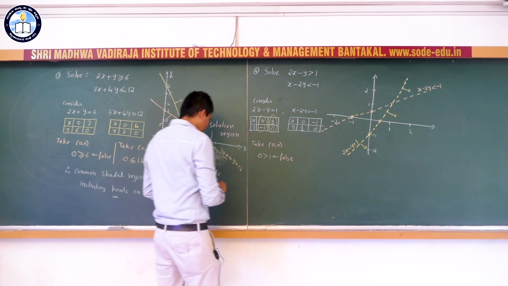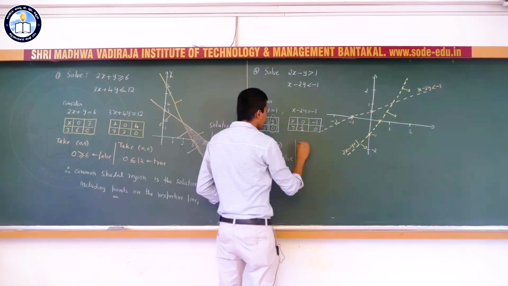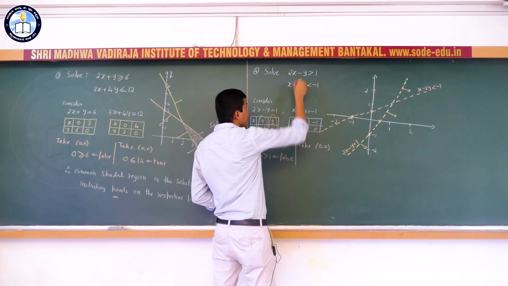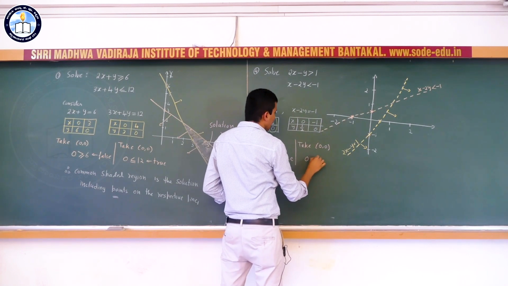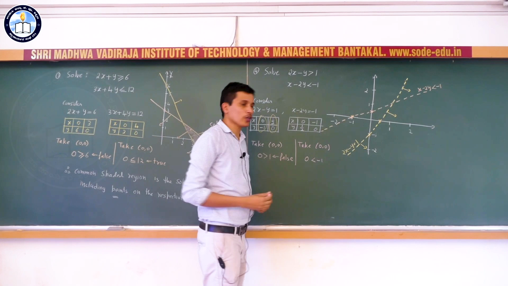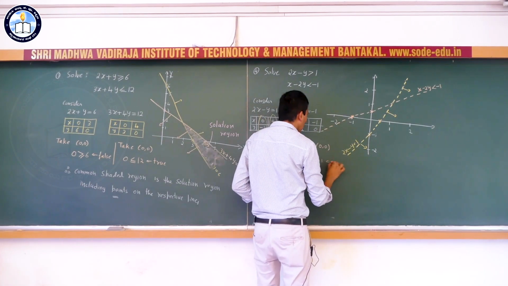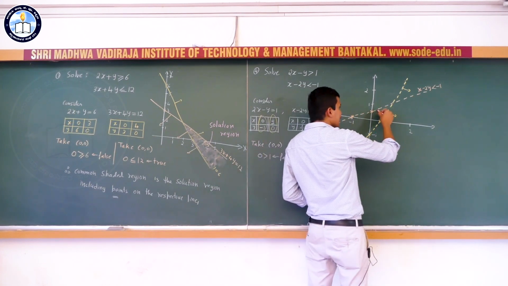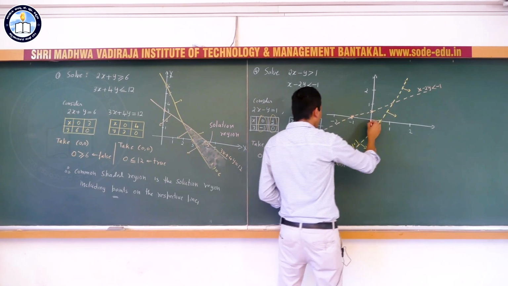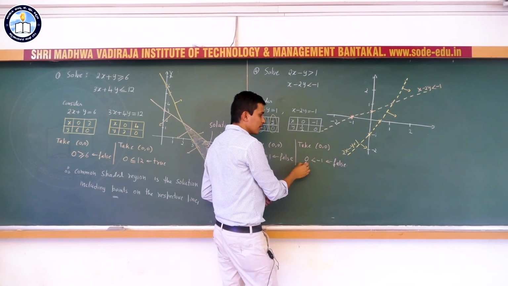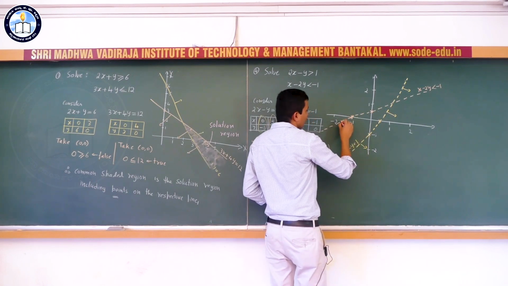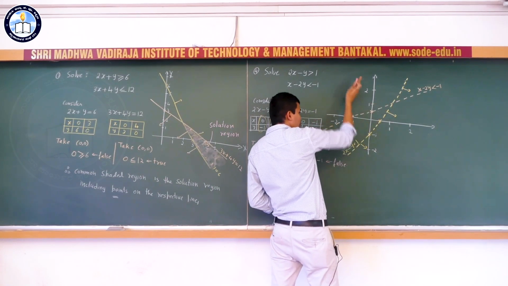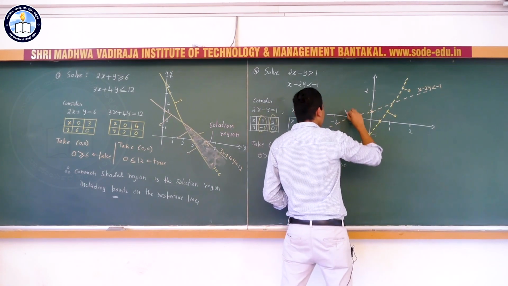So for that first line, it comes this side, right? And for that second line, once again, I am going to take 0, 0, substituting here, 0 is less than minus 1. Is that true? No, once again it is false. So for the second line, 0, 0 doesn't satisfy, right? So I can't go for this side, so away from the origin here also, it comes this side.